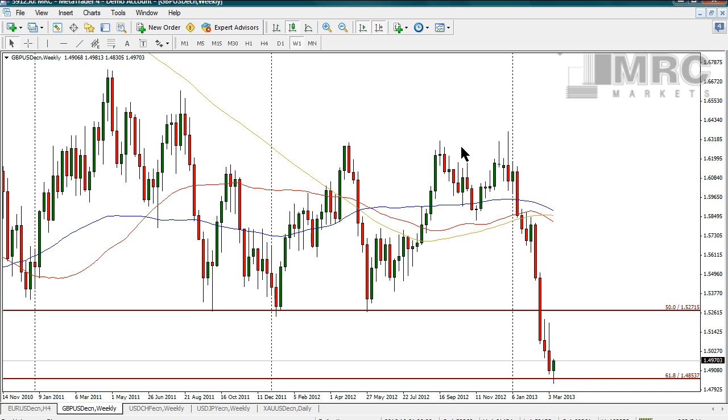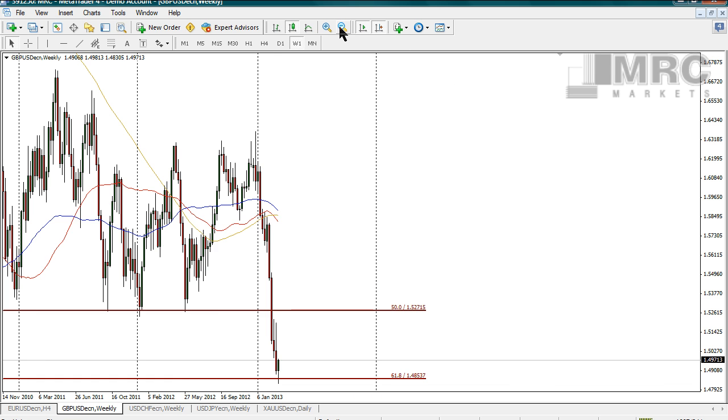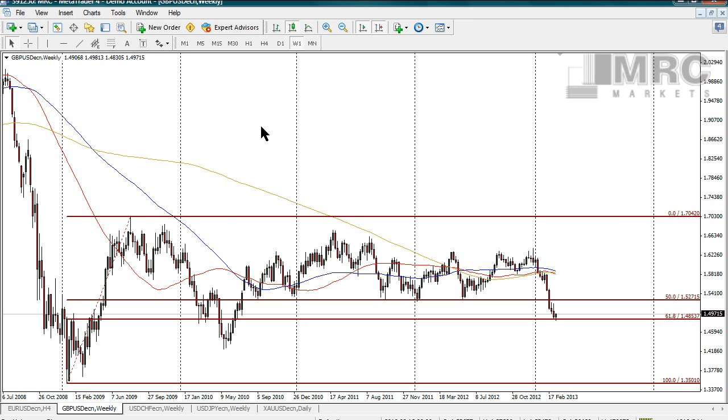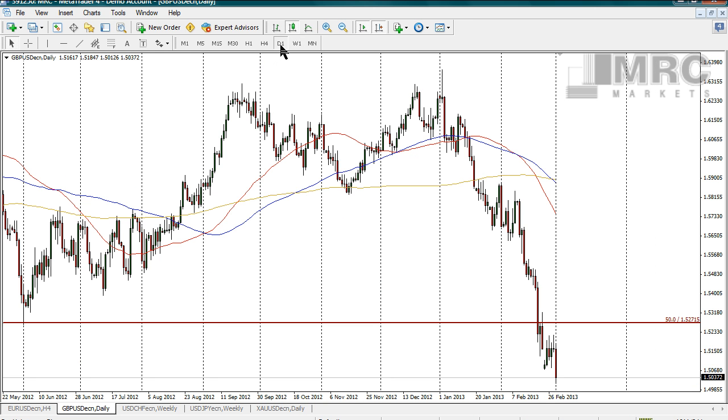You can now see this current weekly candle is starting to form a decent reversal pattern here, so keep an eye on this weekly candle close. So that's a reversal. Wouldn't be surprised to see it bounce up and then test this 50% level, which was previous support. It could act as previous resistance. So those two levels, the 61.8 stands at 1.4853, and the 50% retrace stands at 1.5271. So that's the main setup I'm looking at personally on cable on the weekly.